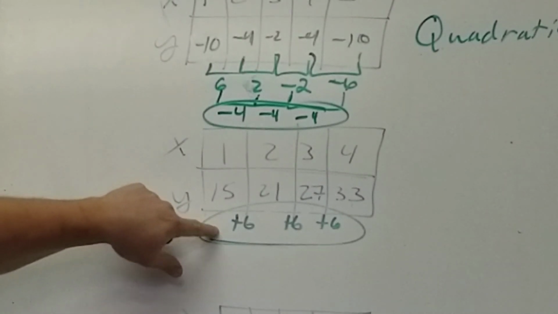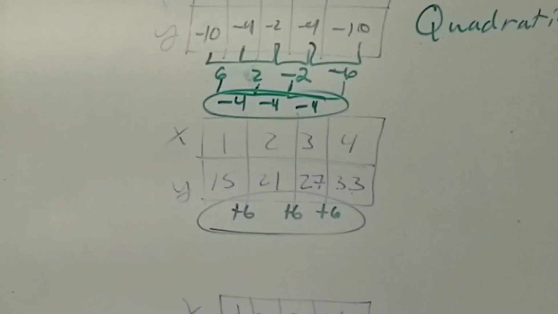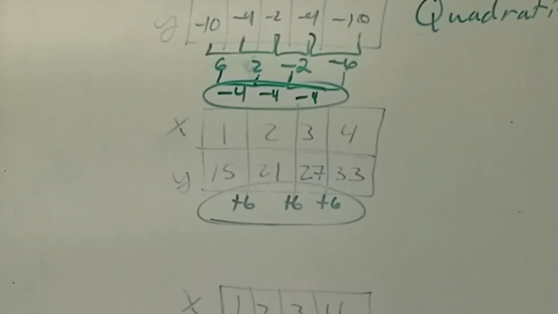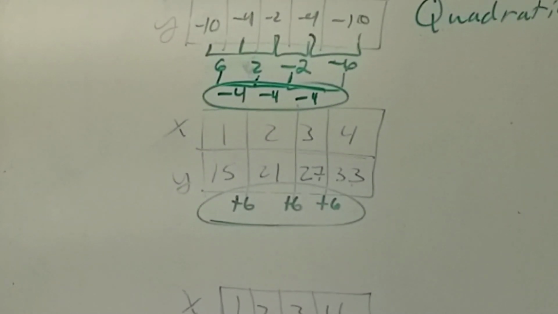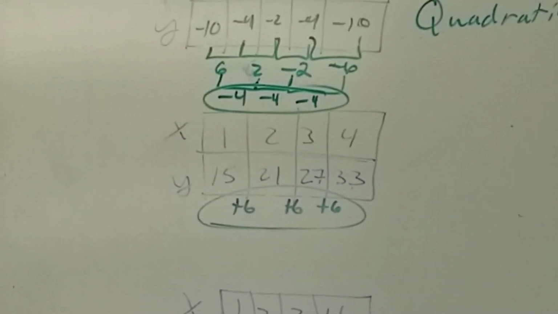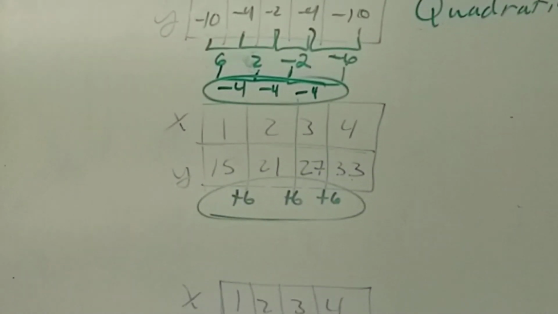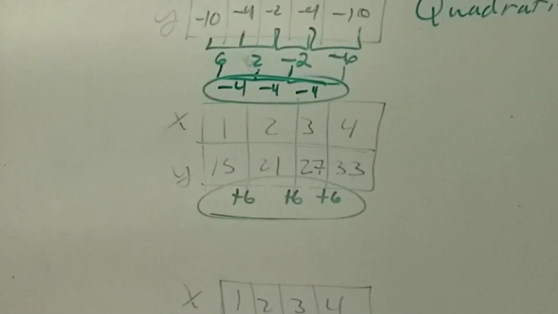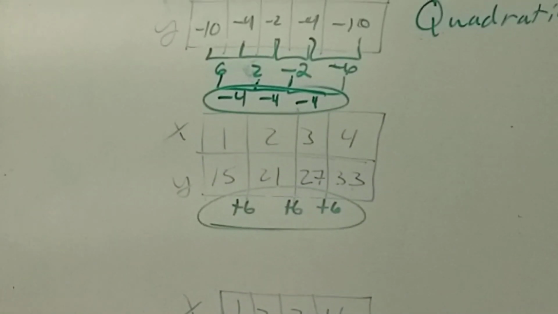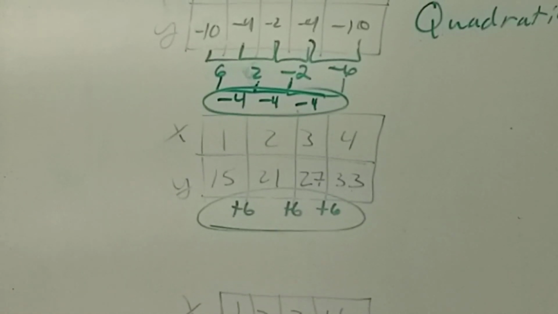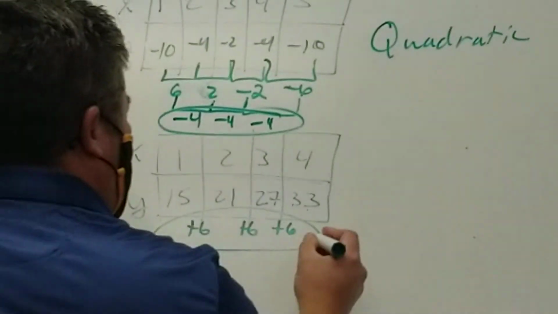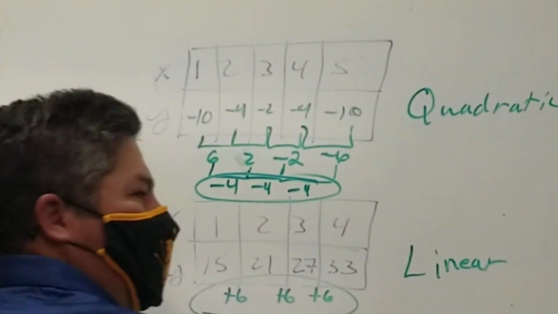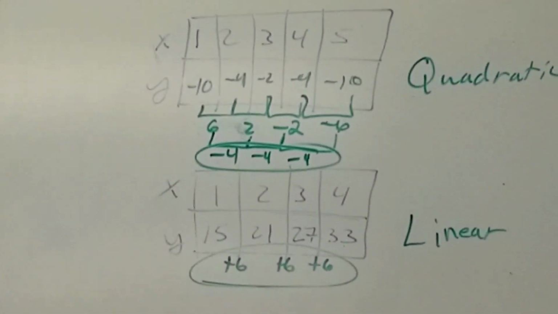If the first differences are all exactly the same, what type of graph is it giving us? Out of those three, what do you think? Linear. In fact, the slope is up 6 and over 1, because you're going from 1 to 2, 2 to 3. You see what I'm saying? That's really just a slope. And so if the first differences are the same, it's linear. Those are the easy ways to check.